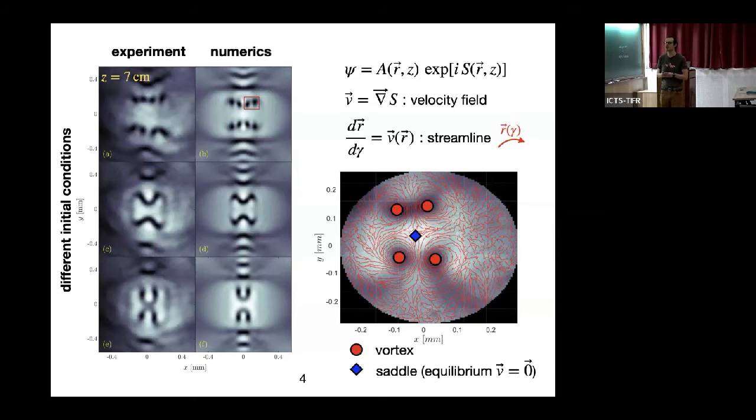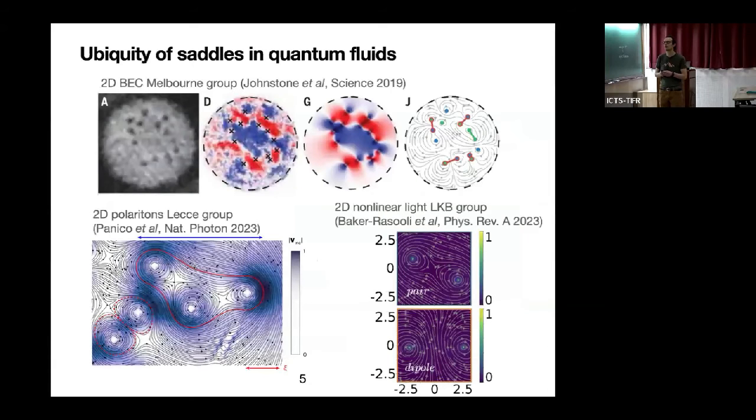And we wanted to understand why we have a saddle here, how does it appear in the mechanism of creation of vortices. And it's something quite ubiquitous in quantum fluids. So it's coming from a different paper, and you can see here we have different experiments. So in a 2D BEC, you have formation of vortices, and you can notice here that you have also some saddles.